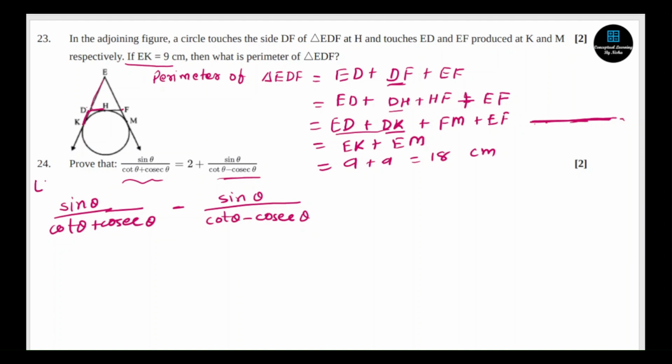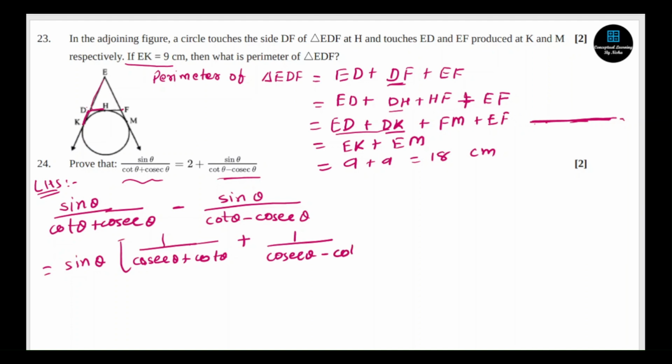Alright, so this is my LHS now. What I'll do is take the sin theta common and then simplify by taking the LCM. So first of all, I'll get 1 upon cot theta plus cosec theta, and I can write this as cosec theta plus cot theta also. I'll tell you why I'm doing that. Now if I take the negative sign common here, negative becomes a positive: 1 upon cosec theta minus cot theta. Correct? I have taken the minus sign common and written this as plus sign.